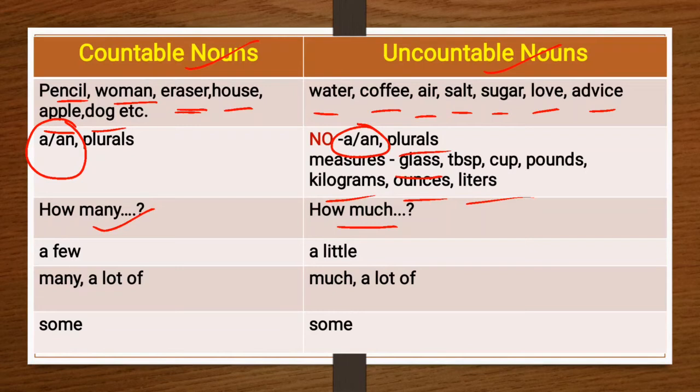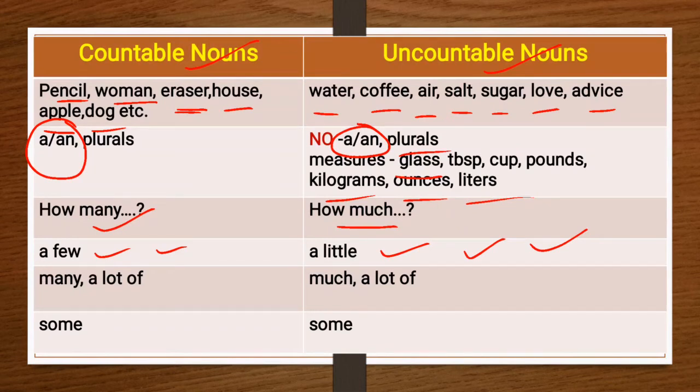Another thing is that when we know the number, we use 1, 2, 3, etc. But when we are not sure of the number or the quantity, then we use expressions like a few, a little. We use a few for countable nouns and a little for uncountable nouns. If we are talking about a small quantity, for example, I can say I have a few apples. I have a little water in my bottle.